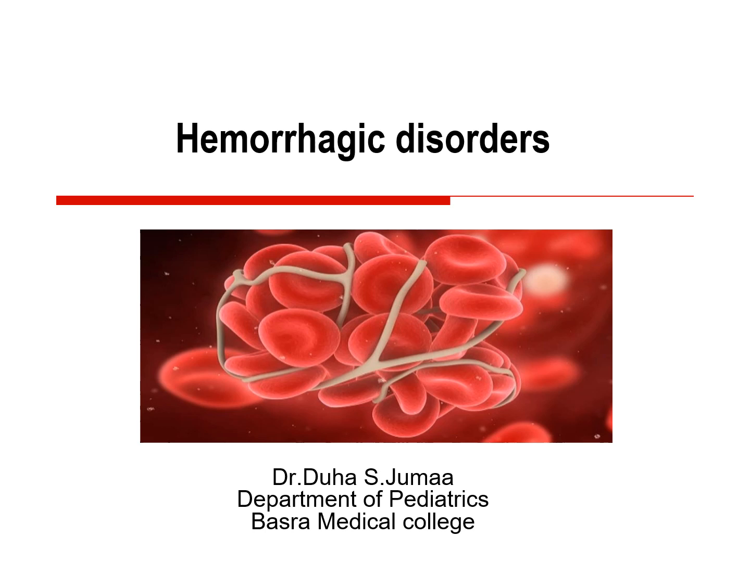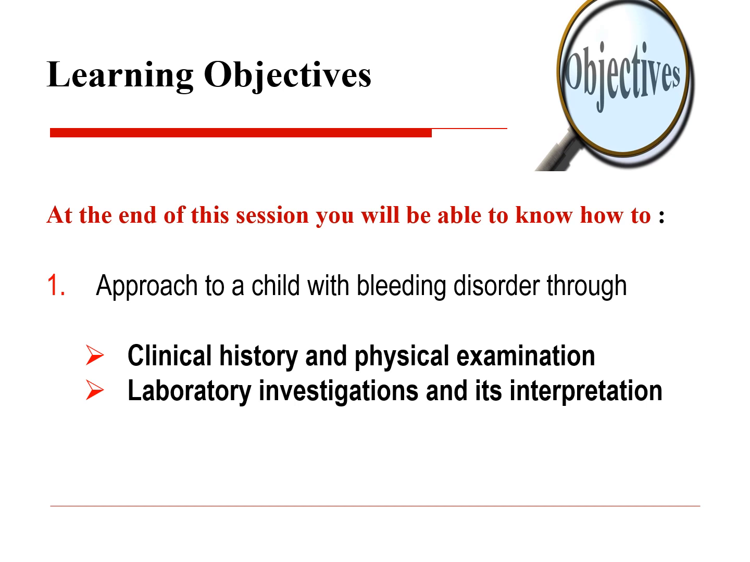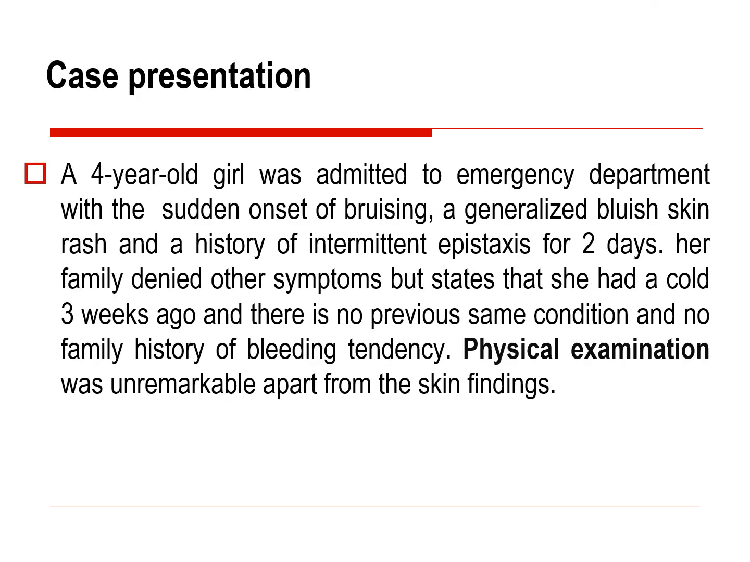We will talk in this lecture and the next one about hemorrhagic disorders in pediatrics. At the end of this session, you will be able to know how to approach a child with a bleeding disorder through key aspects of clinical history and physical examination, and through the laboratory investigations that are specific for diagnosis of bleeding disorders and how we can interpret the results. And we will discuss common bleeding disorders in pediatrics, acquired ones like ITP and hereditary ones like hemophilia and von Willebrand. Let's start with this case presentation.